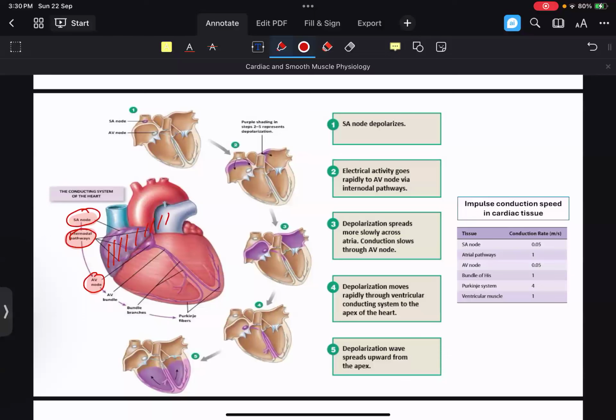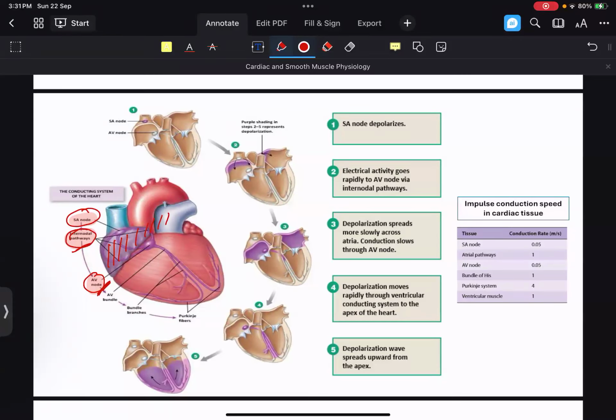Now, what's going to happen at the AV node is that it's actually going to slow down the conduction of these signals. Why? Because once you have the electric signal, contraction is going to follow quickly. And you don't want your ventricles to contract just yet because you want to allow them to relax and fill up with blood. So let's just say that one more time. Your sinoatrial node will depolarize. It's going to send the signal to the internodal pathway, which is going to reach the AV node. Once it reaches the AV node, it needs to slow down the signal a bit. It's not going to stop it. You're not stopping the signal. You're slowing it down. Why? Because you want to allow your ventricles time to relax and to fill up with blood.